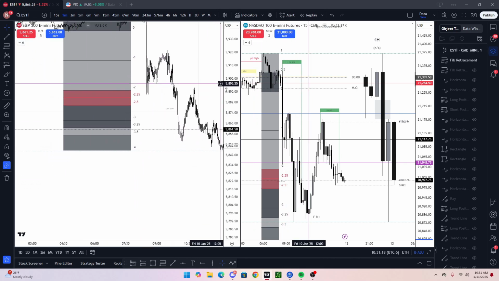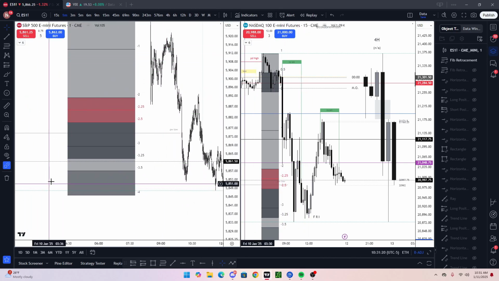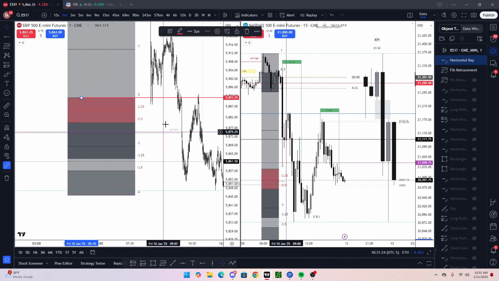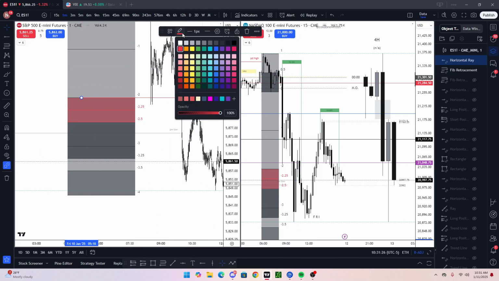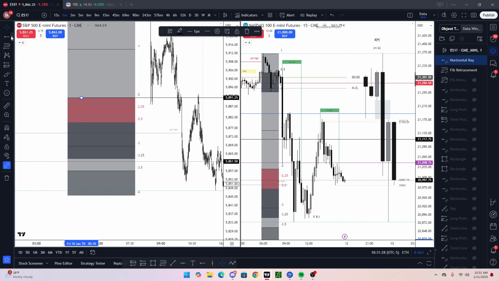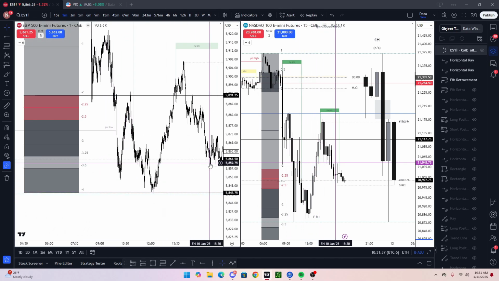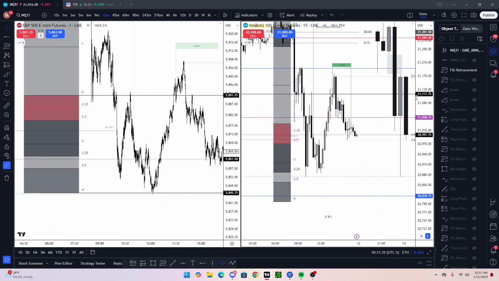So if we just draw this out really quick, just to show you guys. -2 here. -4. Boom, low of day. Draw it right, it's super accurate stuff.